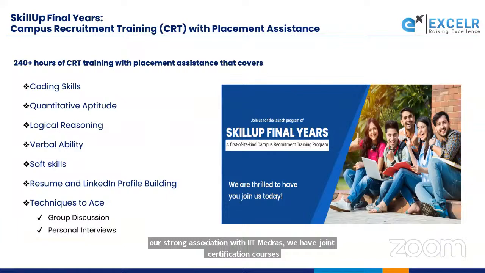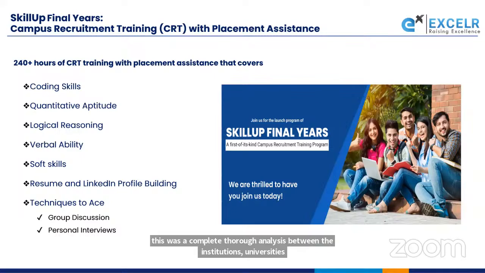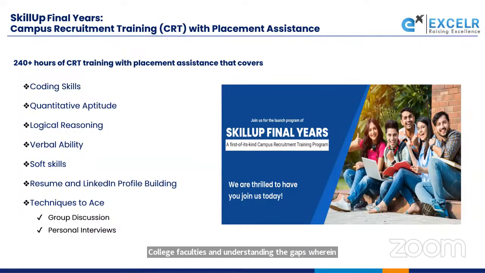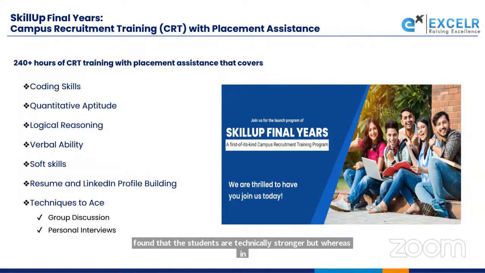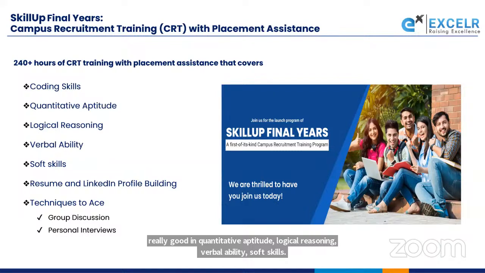This is our recent engagement with final year students, training them on campus recruitment, where we found a large skill gap. This was a thorough analysis between institutions, universities, and college faculties, wherein we found that the students are technically stronger, but there was a larger gap in quantitative aptitude, logical reasoning, verbal ability, and soft skills. We also found that the students who are really good in quantitative aptitude, logical reasoning, verbal ability, and soft skills had a larger challenge in terms of coding skills.